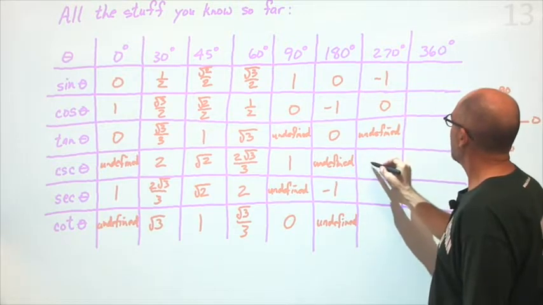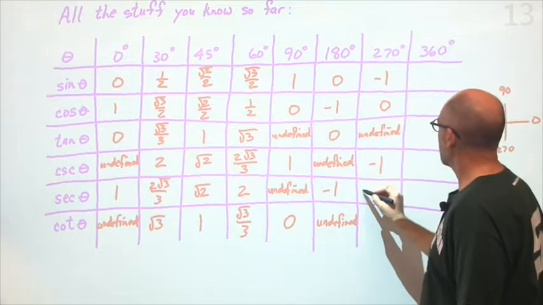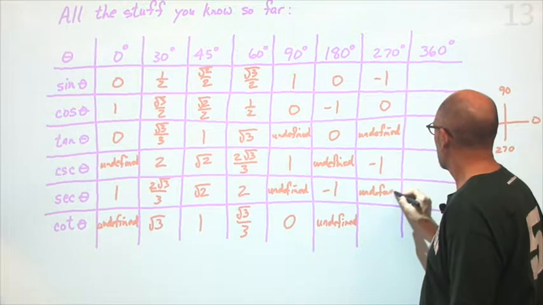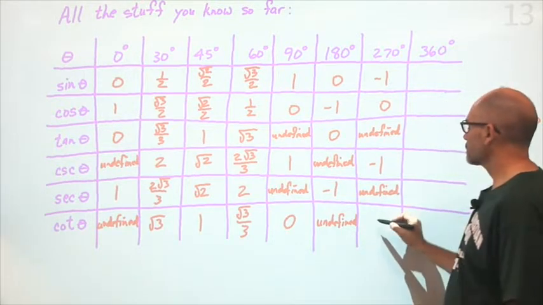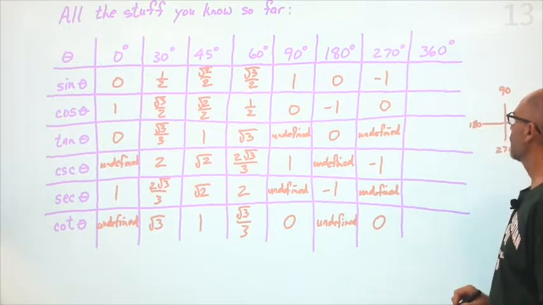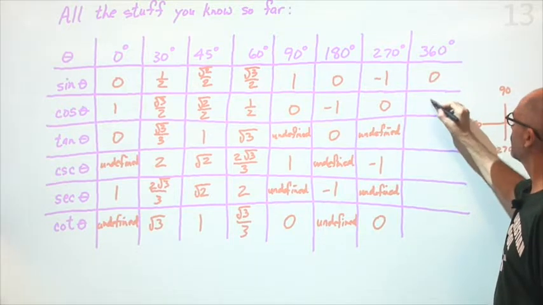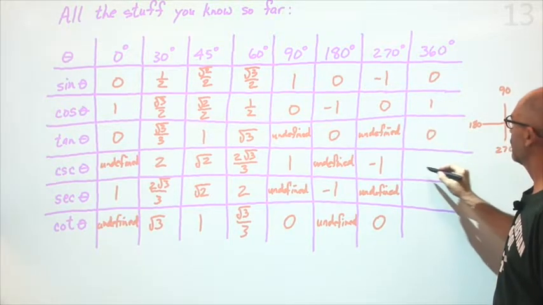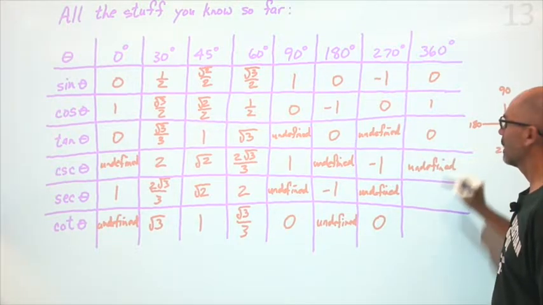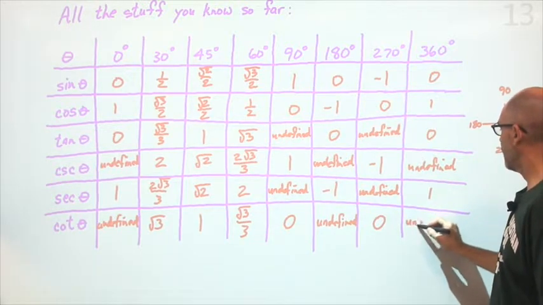Now, cosecant, reciprocal of -1 is -1. Secant, reciprocal of 0 is undefined. And cotangent is 0. Now, 360 is going to be the same thing as 0. So it's going to be 0, 1, 0, undefined, 1, and undefined.